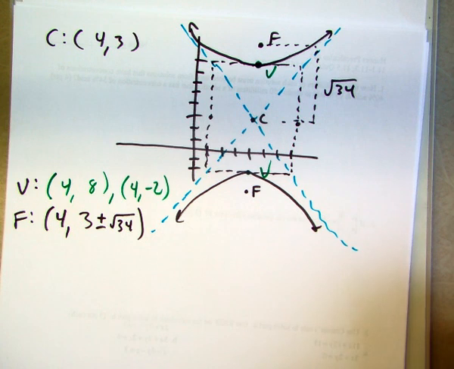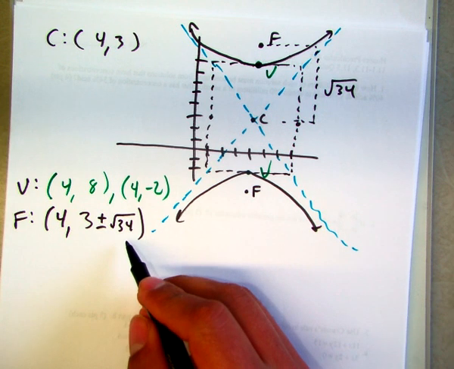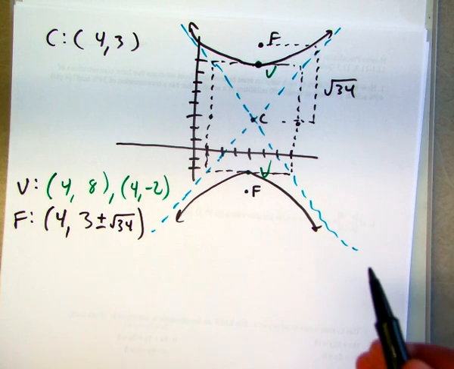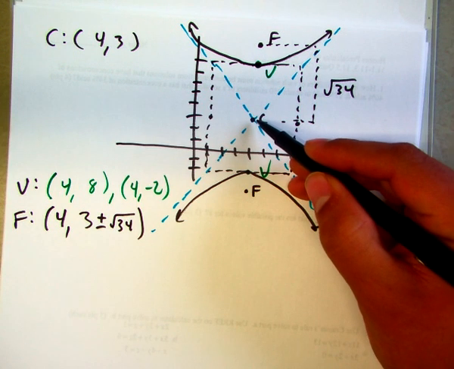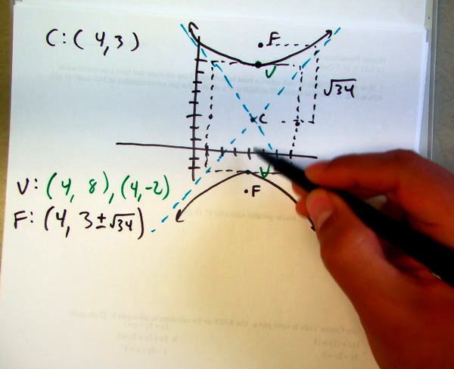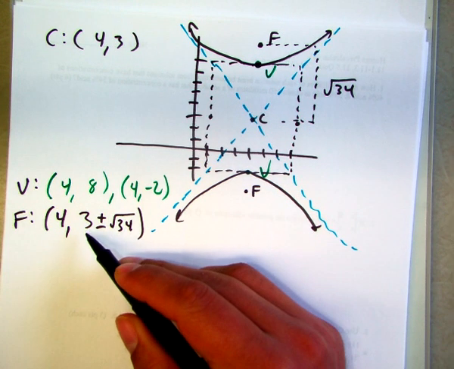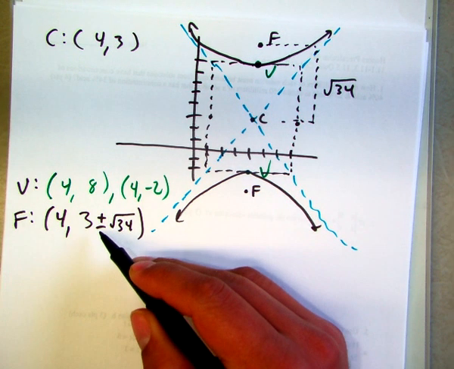Okay, so we good? Next, we already got 4, but now what about 3? Well, because we started at the center, which has a y coordinate of 3, and then we went up root 34 and down root 34. So that's what this means. Starting at y equals 3, we go up and down root 34 to get to the foci.